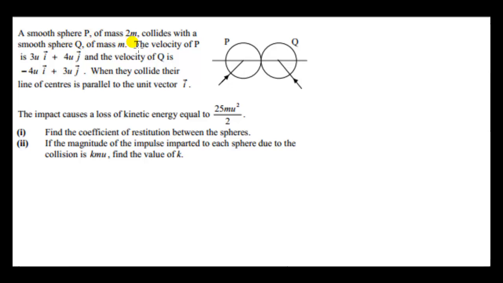A smooth sphere P of mass 2m collides with a smooth sphere Q of mass m. We're given the velocity of P and Q just before the collision in terms of this parameter u.